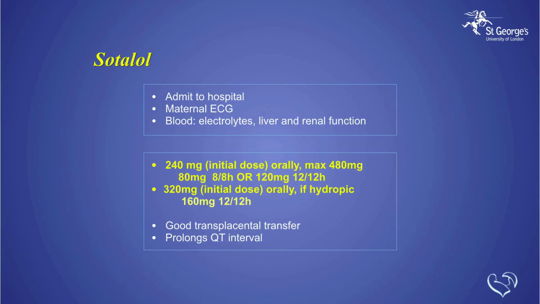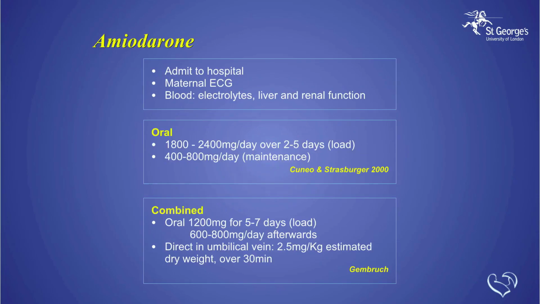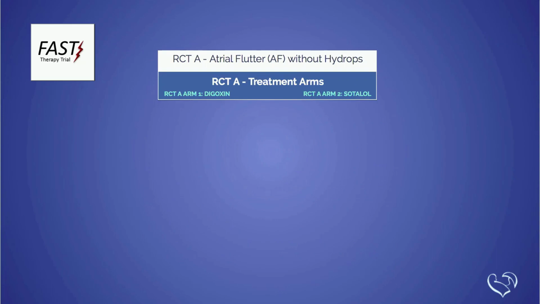Sotalol is a drug that's preferred by some people. It needs quite high doses. You don't monitor the level of sotalol. It has good placental transfer. It prolongs the QT interval, so you have to monitor that. Amiodarone is not used that often anymore. And I'm just about to finish because I'm very aware of the other session as well.